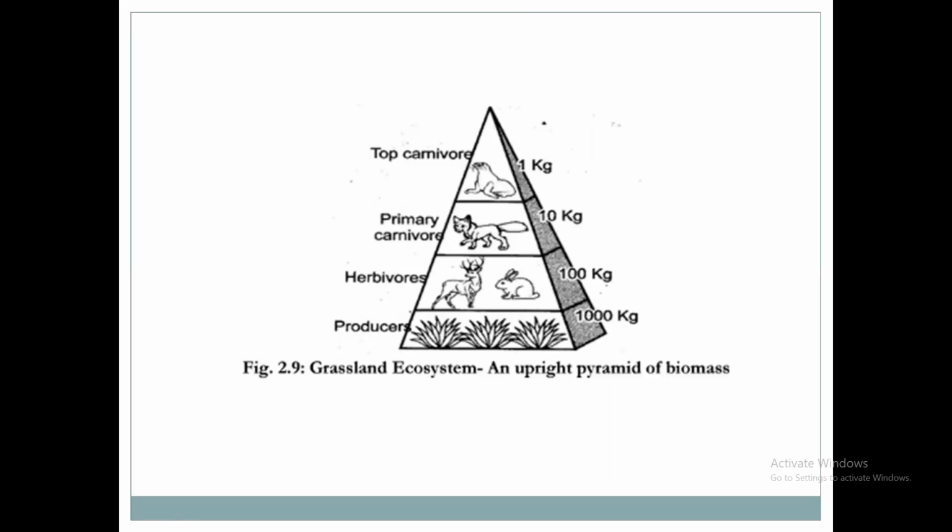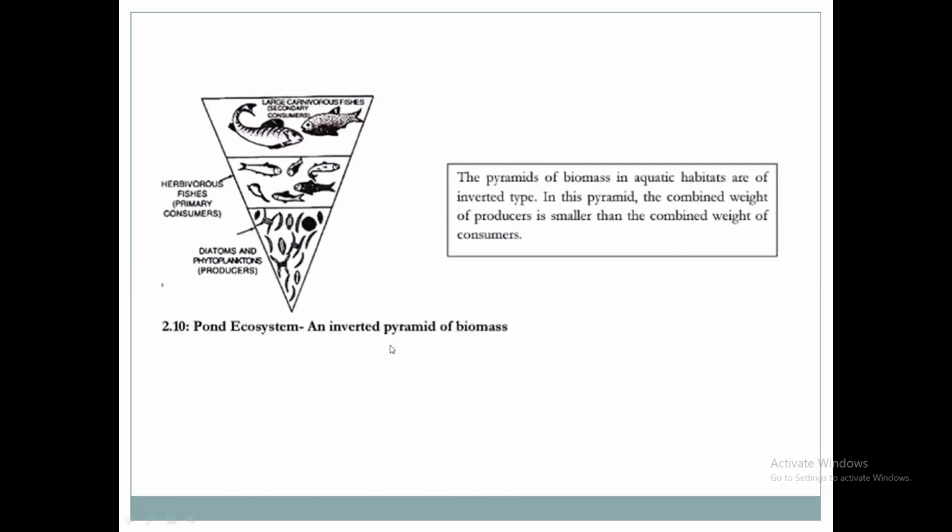So according to the biomass of the various levels, this pyramid's levels are shown. Then the inverted one is shown in the pond ecosystem. Pond ecosystem, how these numbers are increasing. Producers and primary consumers are shown. The inverted pyramid of biomass.